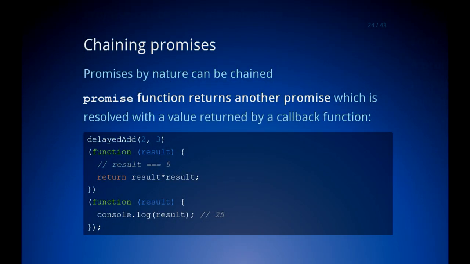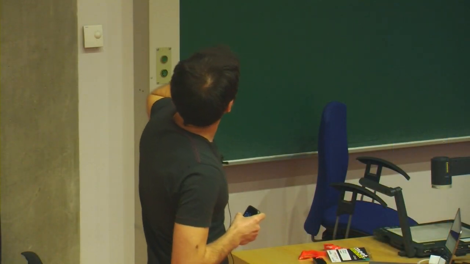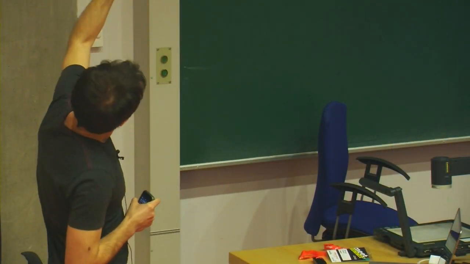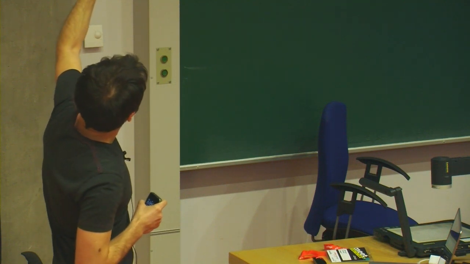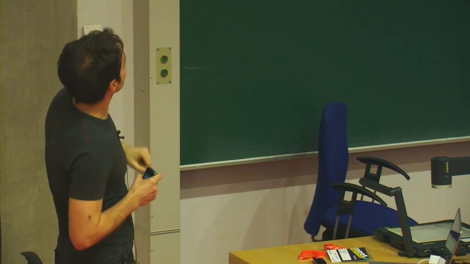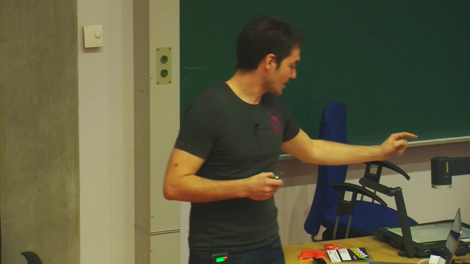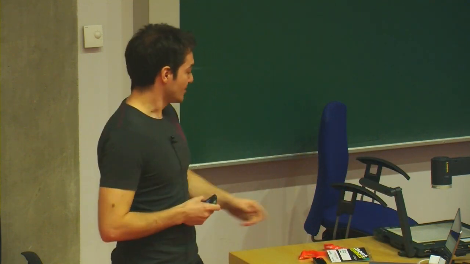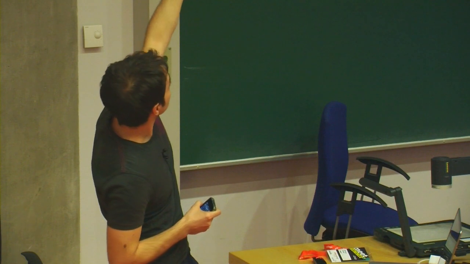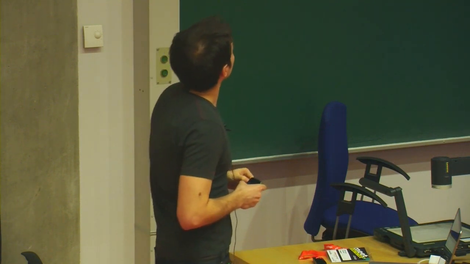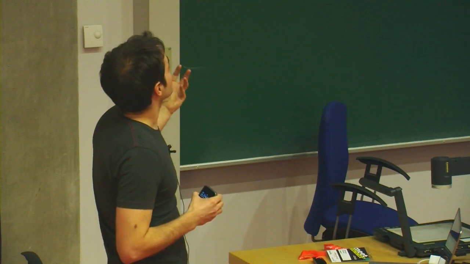Chaining promises. Promises by nature can be chained. So the promise function returns another promise, which is resolved with the value returned by the callback function. So here we have delay add. We attach our observer, which returns some value. That attaching of the observer also returns a promise, which is resolved with the value 5. So we can attach another callback, and we get that value. This is synchronous inside, but it can also be asynchronous. It doesn't matter whether inside is asynchronous or synchronous code.